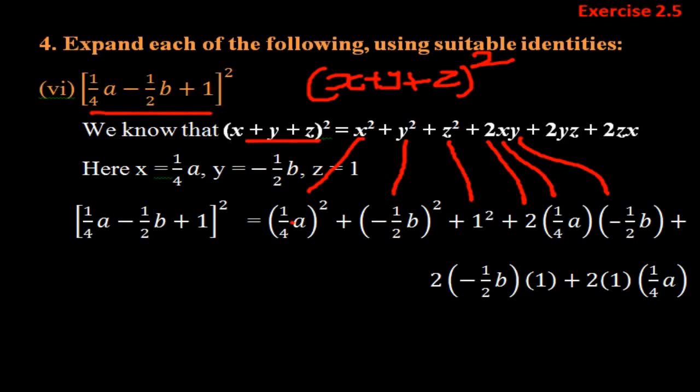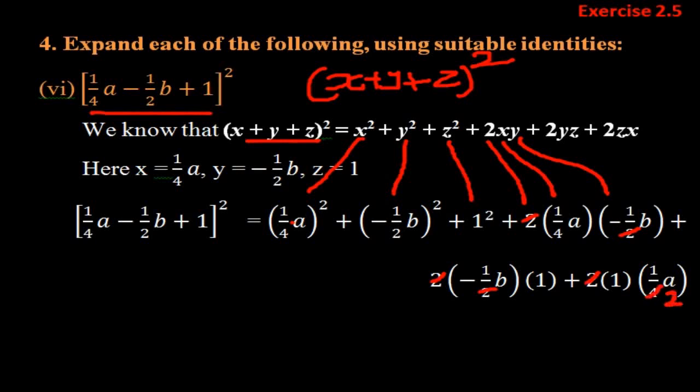Now we have to square this one. So when you square this, what will you get? It becomes 1/16a square. Plus, when you square this negative, it becomes positive, so it becomes 1/4b square, plus 1 square is 1. Here we can divide this 2 and this denominator 2, because 2 is present in the numerator and the other one is in the denominator. Similarly, even in this term we can divide by 2. Even here also we can divide by 2.